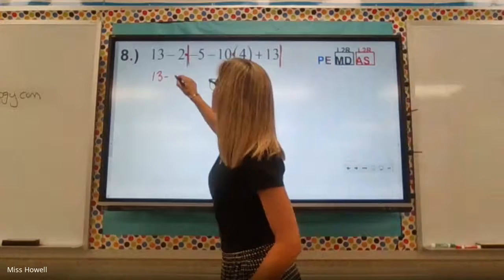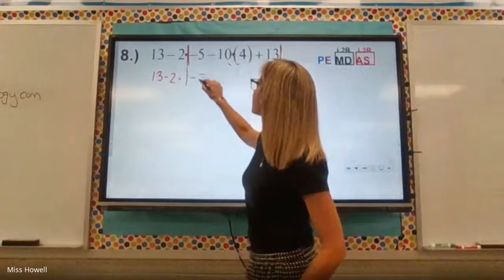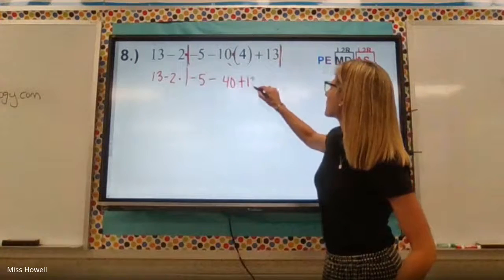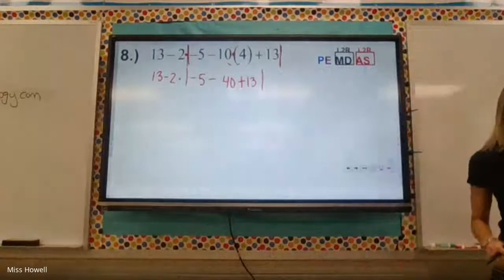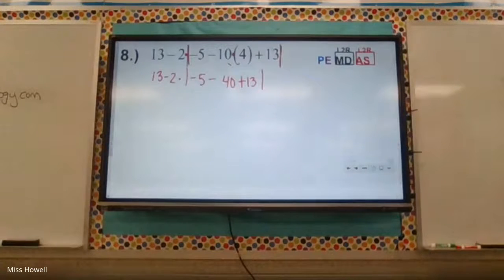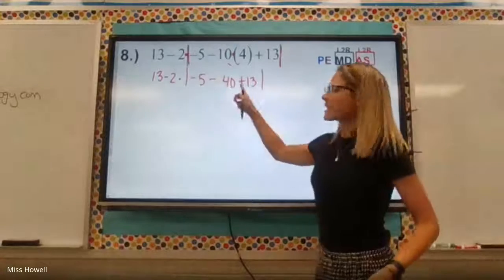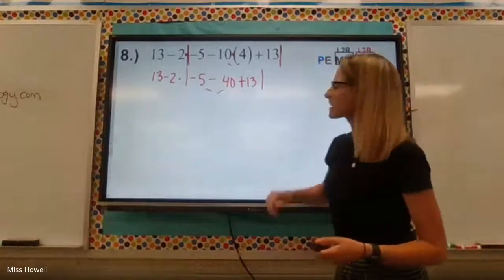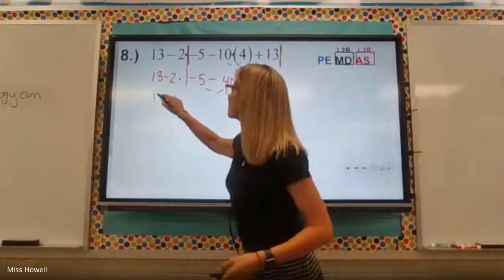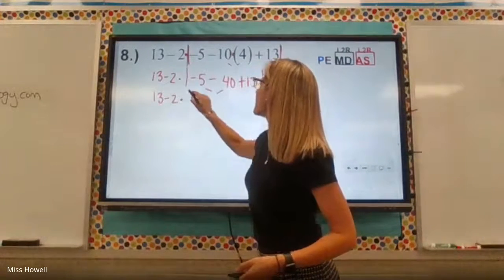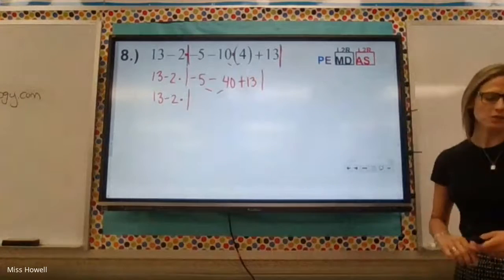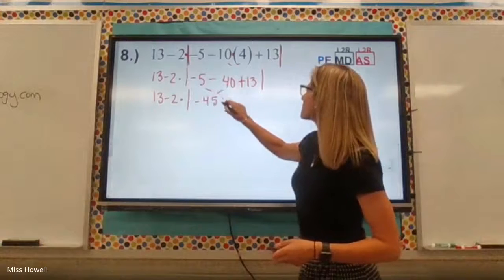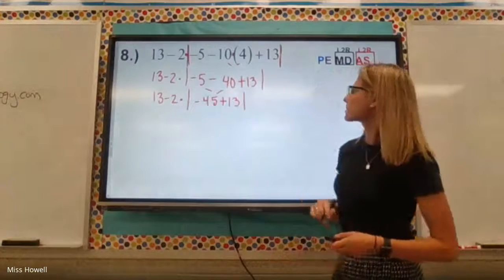13 minus 2 times absolute value, negative 5, minus 10 times 4, which is a 40, plus 13, close in the absolute value bars. All right, we're not done inside of our grouping symbols yet, so we need to keep working in there. Now all that's left is add and subtract, so we go from left to right. Don't skip the subtract and go to the add. We don't do that. 13 minus 2 times absolute value, negative 5 minus 40 would give us a negative 45. Bring down our plus 13. Fill in the absolute value.